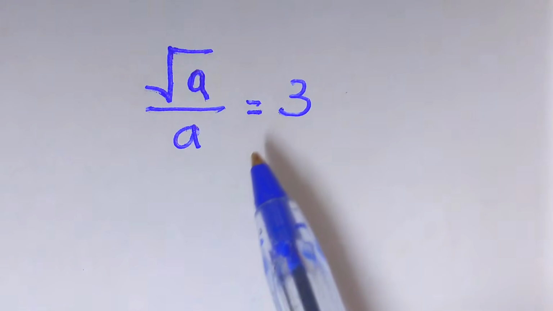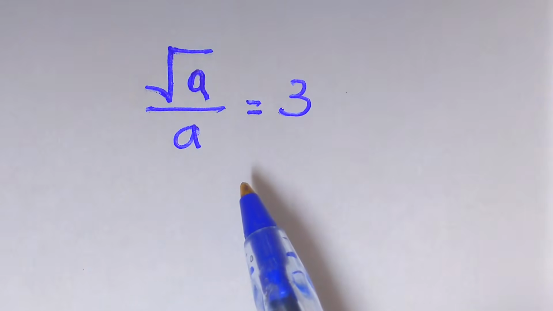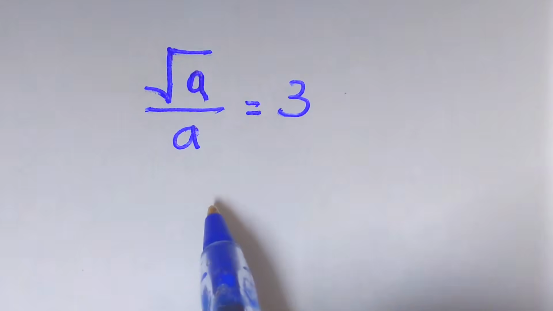Today's video we have been given a question: the square root of a over a equals 3. In this video we are going to show you two methods that we can use to solve this question nicely. Let's provide the solution.